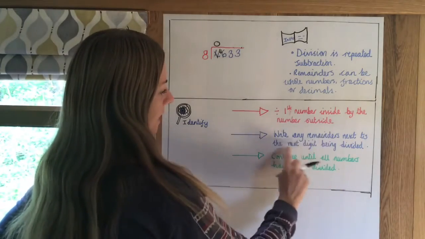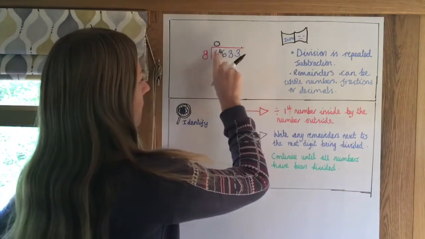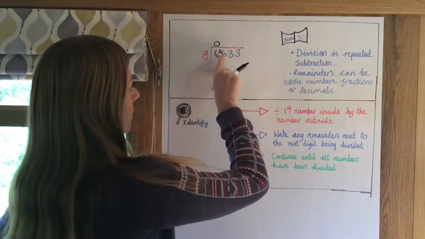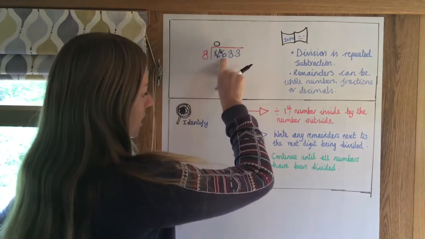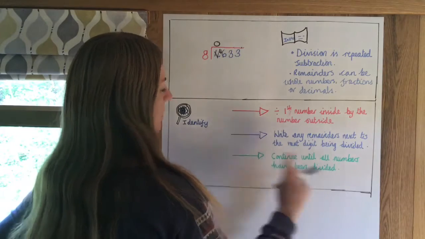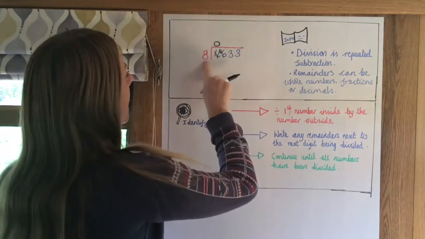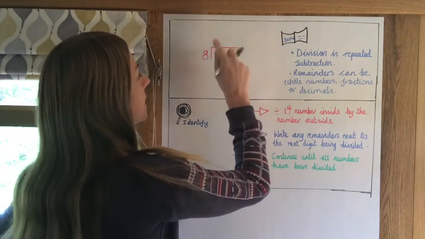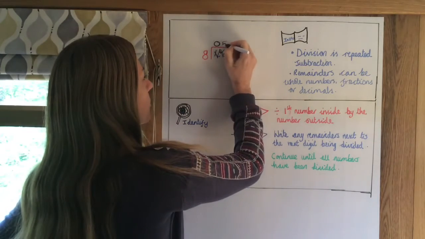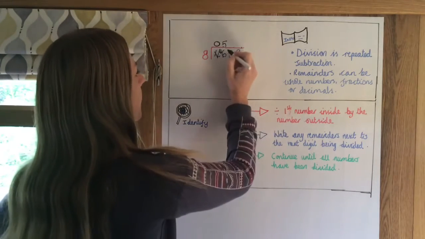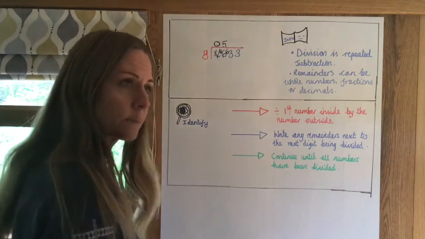Right, any remainders go next to the digit being divided. So if we can't divide it, we treat it as a remainder and we write it in front of the next digit. Continue until all numbers have been divided. So now we're doing how many groups of 8 in 46? Remember, we took out 5 groups of 8, which was 40, and that gave us the remainder 6.